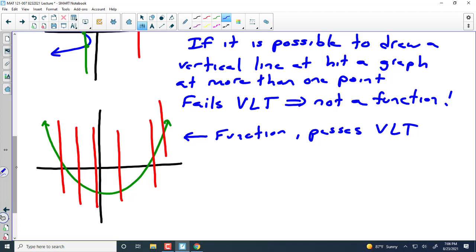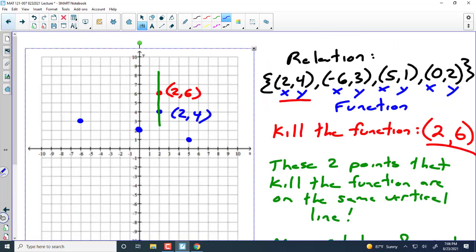All right. So when you say something fails a vertical line test, that means it's not a function because you were able to hit more than one spot. And it doesn't need to be everywhere you hit more than one spot. Just one place can screw it up for everyone, just like these 2 points screwed it up for everyone.